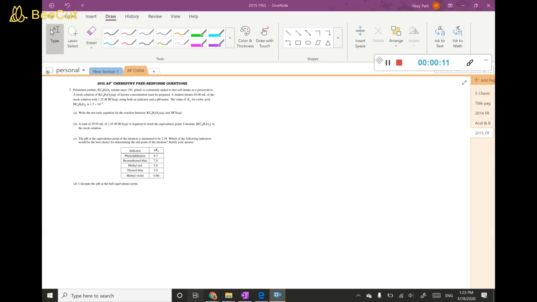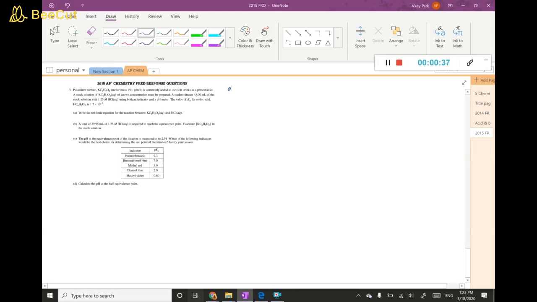This is question number 3. It says potassium sorbate, and they give you the molar mass, is commonly added to a diet soft drink as a preservative. A stock solution of this, of known concentration, must be prepared. A student titrates 45 milliliters of the stock solution with 1.25 molarity HCl using both an indicator and a pH meter. The value of Ka for sorbic acid is given. Write the net ionic equation for that.